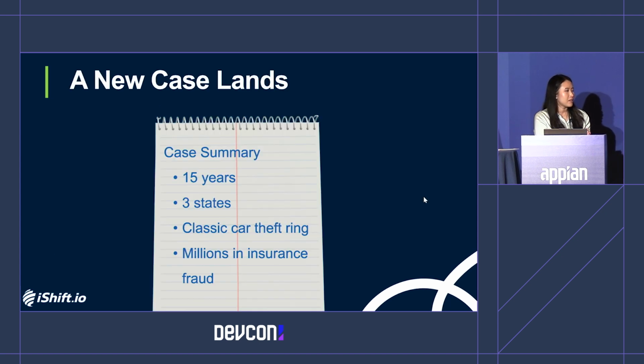But today is different, so he just got a new case. This case spans 15 years and 3 states, and it does include a classic car thief ring. And there's potentially millions in insurance fraud involved.